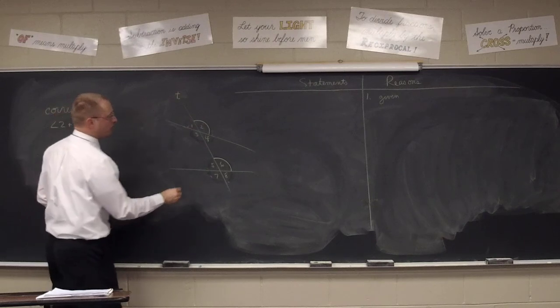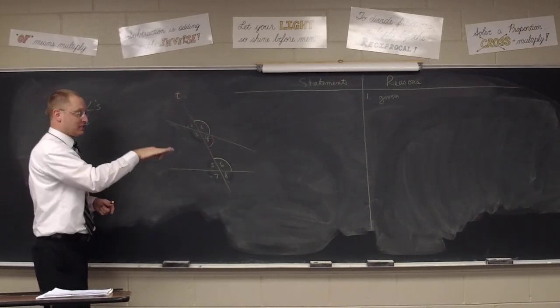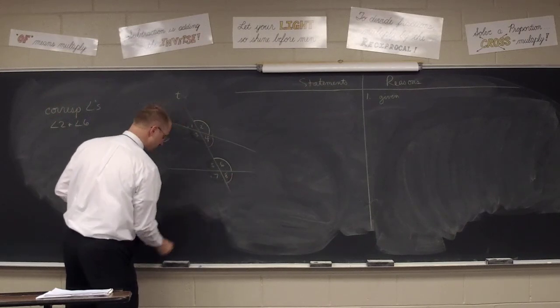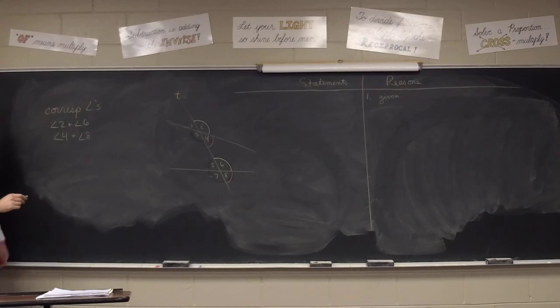Of course, it's not the only pair. Look at angle 4. Do you see how it's also on the right side, but it's below its line? 8's in a matching position. So angle 4 and angle 8 would be corresponding angles as well, because they're in matching positions. Right, south, southeast, if you will, if you want to use north, south, east, west.